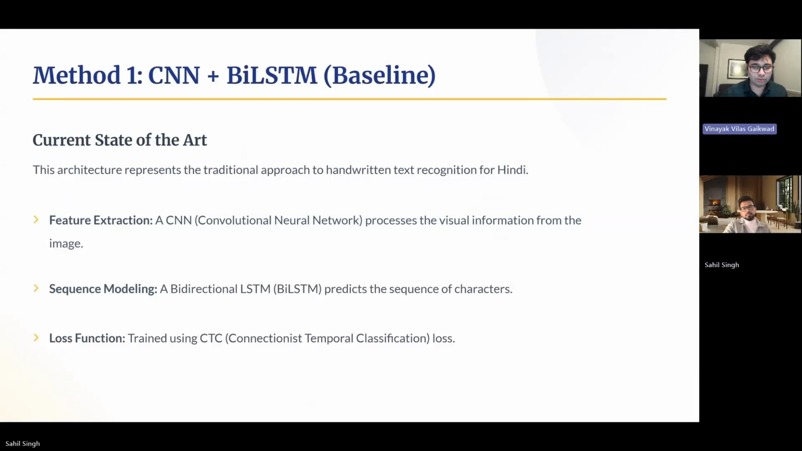The current state-of-the-art model for this dataset uses a pre-trained ResNet architecture-based model to extract the visual features from the image. These features are then passed to bidirectional LSTM layers to predict the sequence of Hindi characters in the image. We trained a model with this architecture on the dataset to generate the baseline of the results to compare against the model that we developed. Now Sahil will walk you through the rest of the presentation.